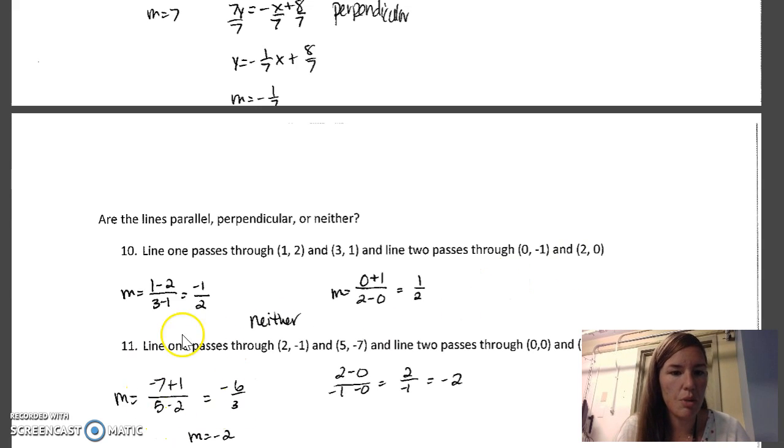Go to number 11, same thing. Plug in your values for slope. Negative 7 minus a negative 1, so plus 1. 6 minus 2, reduce that, negative 2. 2 minus 0, negative 1 minus 0, negative 2. Negative 2 and negative 2 are the same, so those are parallel. So those are parallel lines.